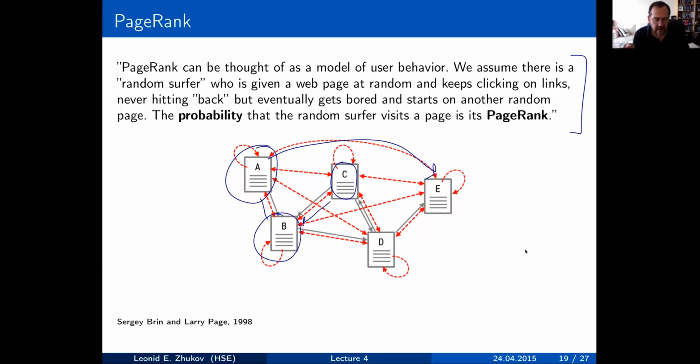So the idea is the following: the person that browses the graph in this random fashion, going from one page to another, eventually spends more time on some pages than other pages, and he spends more time there because he visits them more often. And so the probability to visit a particular page is called PageRank.